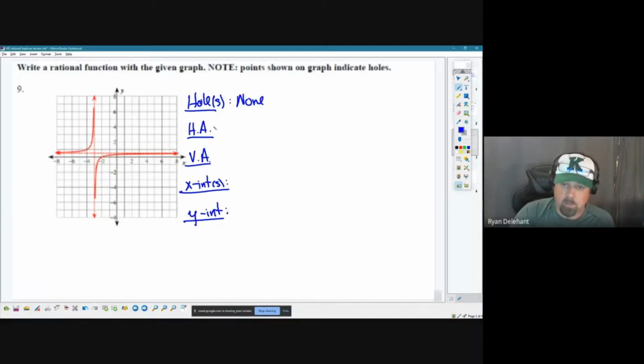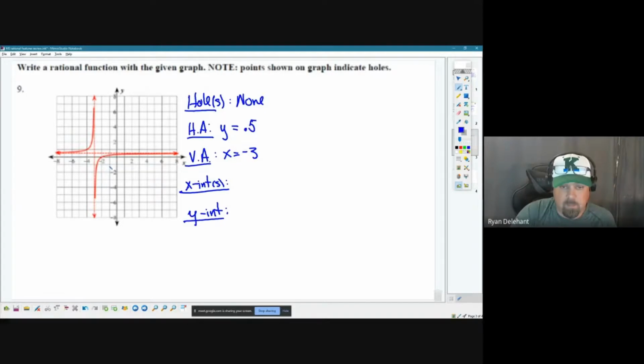Our vertical asymptote goes up and down. That's our horizontal asymptote. It goes left and right. Now that one's in between 0 and 1. So we're going to say that's about exactly halfway in between. We're going to say that's 0.5. Okay. Our vertical asymptote's the one that goes up and down, and that's out here at -3.